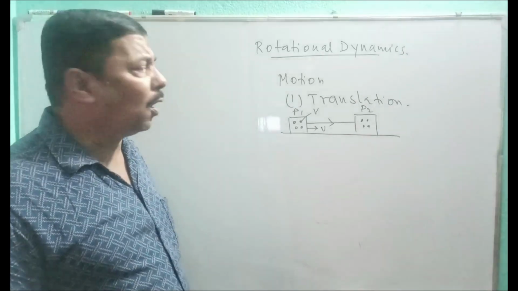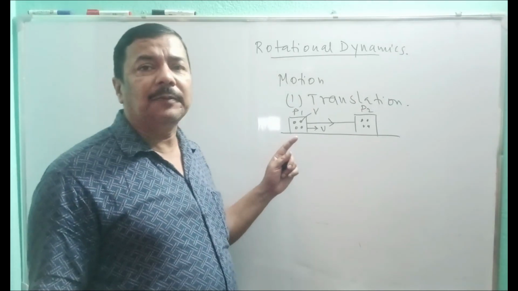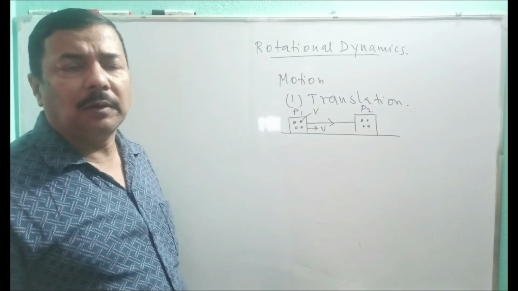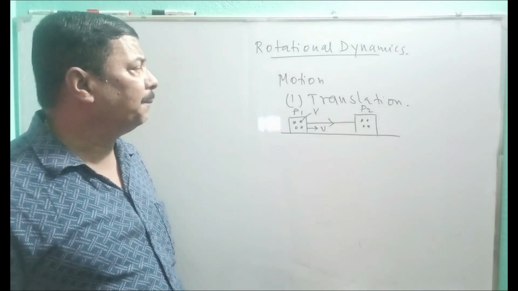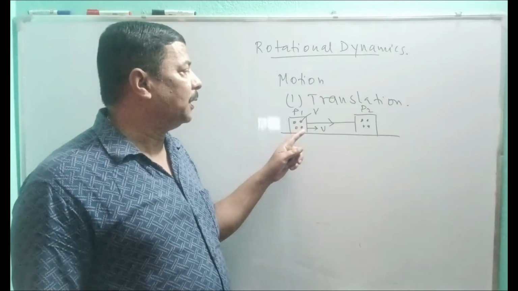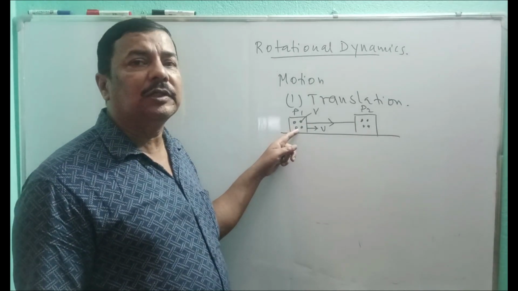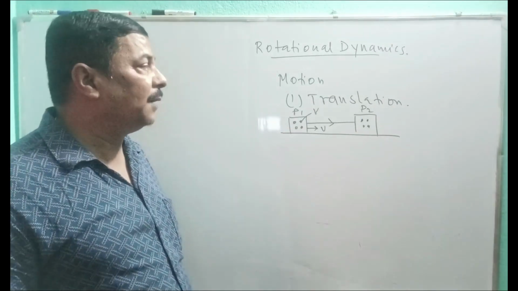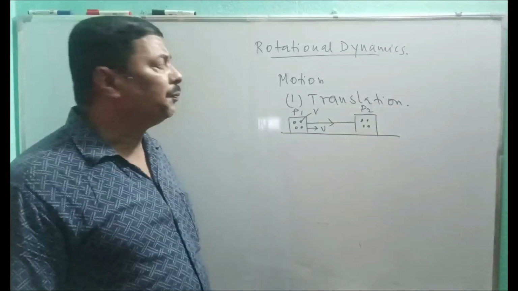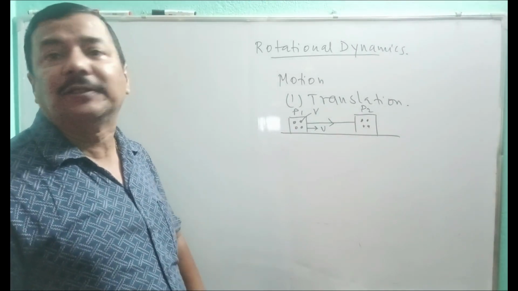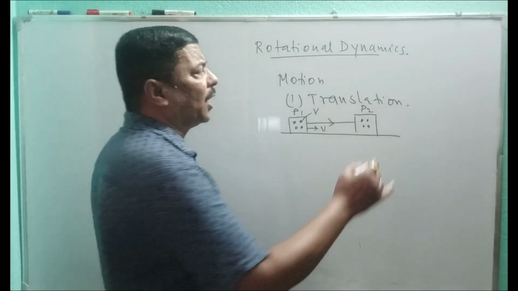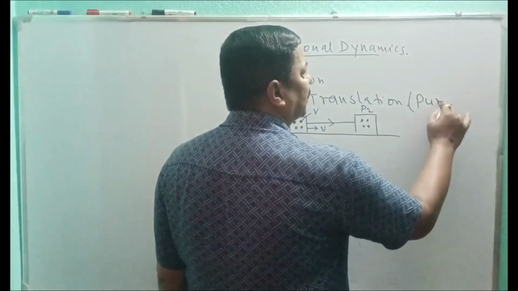All the parts of the body, a rigid body, that means a system of particles, many small objects or point objects that constitute the rigid body, will have the same velocity v. Whether we talk about this, this, or this, all have the same velocity vector. So magnitude as well as direction of the rigid body and its constituents remains the same. It is a straight line path. This is called pure translation.